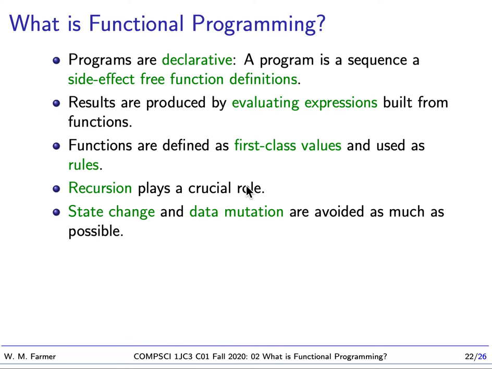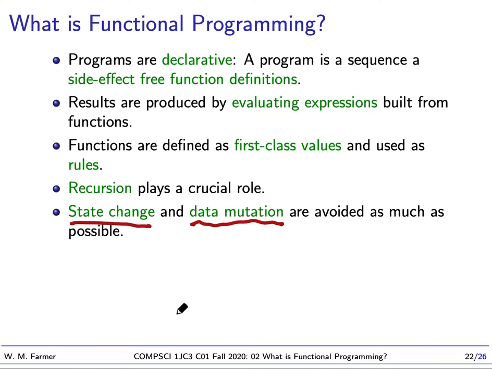Now, in functional programming, we try to avoid two things. One is state change. We don't want the state to change. And the other is data mutation. We don't want to mutate data.